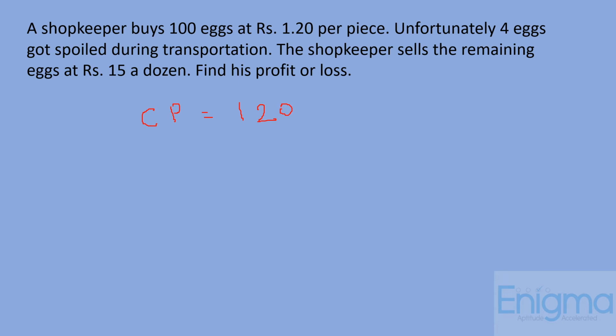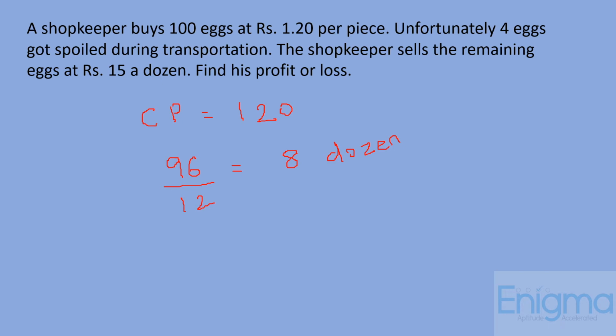Okay. Now, out of 100, 4 eggs got spoiled. That means he has now only 100 minus 4, 96 eggs. 96 eggs is nothing but 8 dozen. Okay. Now 1 dozen is 12. So 96 divided by 12 करेंगे तो you have 8 dozen.